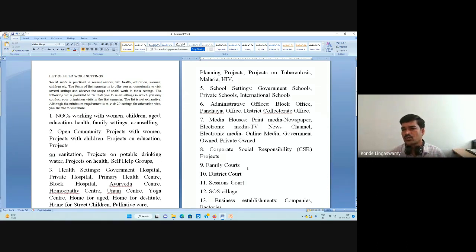In school settings: government schools, private schools, and international schools. So, in the school setting, school social workers are there in particular areas. We'll discuss. Then administrative offices: block office, panchayat office, district collector office. In India, there is a hierarchy in the administrative system from ground level, the panchayat office. Then the second level is the block level office. Then the district level is the district collector, and then at state level there is the state administration. Then the central government also sets up some mechanisms.